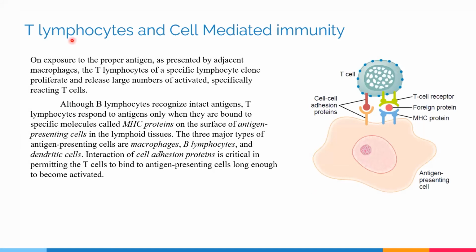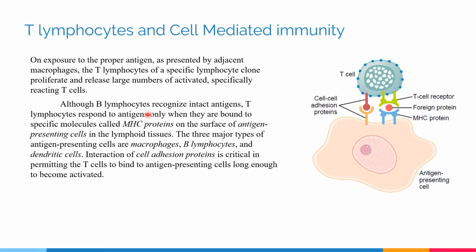Next, we move on to T lymphocytes and cell-mediated immunity. On exposure to proper antigens as presented by the adjacent macrophages, the lymphocytes of a particular specific lymphocyte clone proliferate and release large number of activated, specifically reactive T cells. So these are the activated T cells that we are talking about, that then start proliferating at a huge rate and directly act on the particular foreign invading cells.